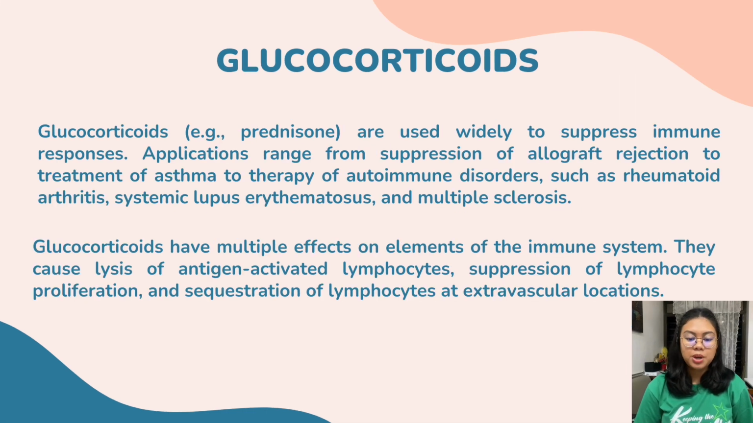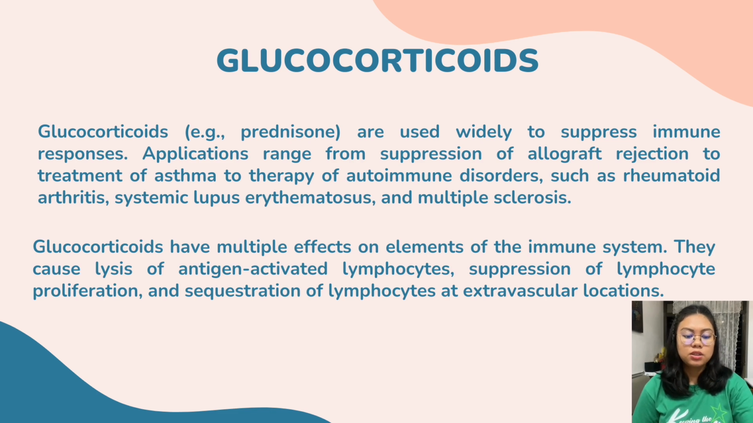Applications range from suppression of allograft rejection to treatment of asthma to therapy of autoimmune disorders such as rheumatoid arthritis, systemic lupus erythematosus, and multiple sclerosis. They also have multiple effects on elements of the immune system. They cause lysis of antigen-activated lymphocytes, suppression of lymphocyte proliferation, and sequestration of lymphocytes at extravascular locations.